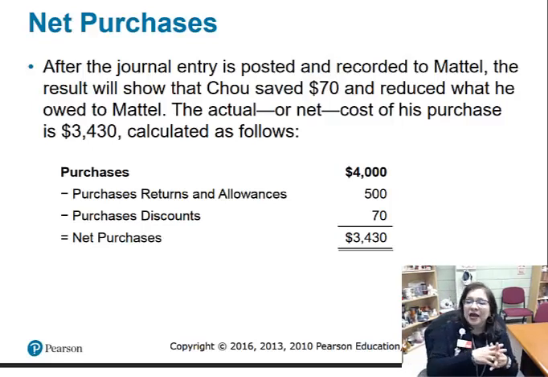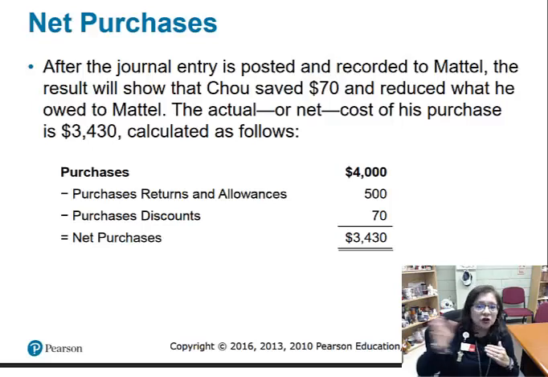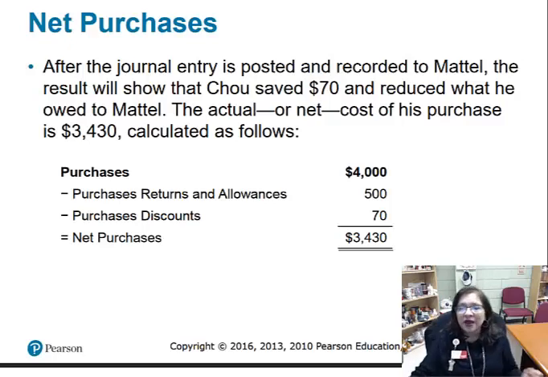The actual or net cost of his purchase is this. He started with $4,000, but he returned $500. Then he got a 2% discount. So his net purchase actually is not the $4,000. It's actually just the $3,430 that he paid out. Net purchase. After all the discounts, after everything, that's how much he paid out.